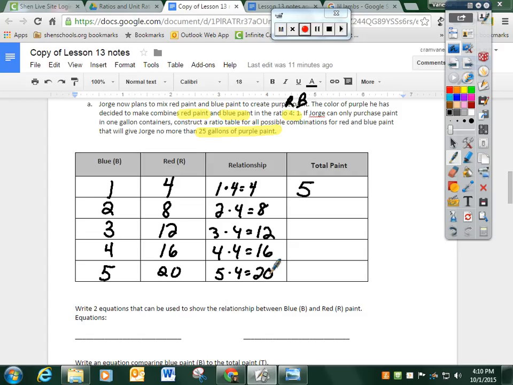So let's check here. 1 plus 4, 5. 2 plus 8 is 10. 3 plus 12 is 15. And look, you're skip counting by 5s on this side. Ratio tables are such a beautiful thing.